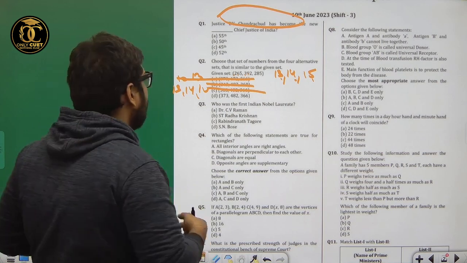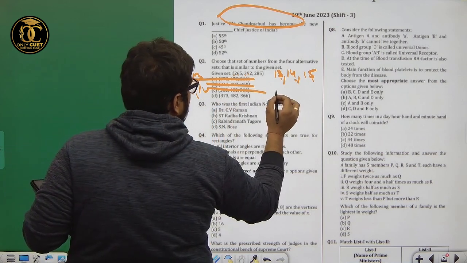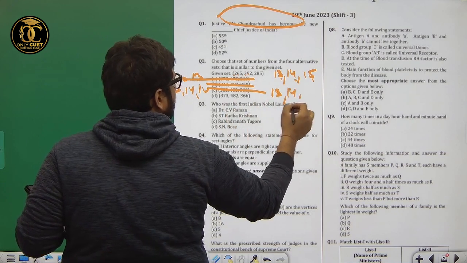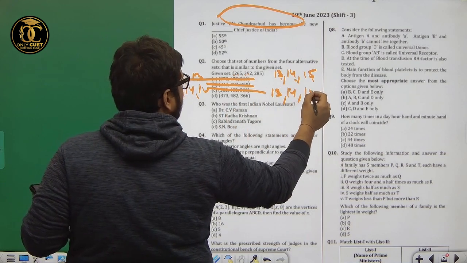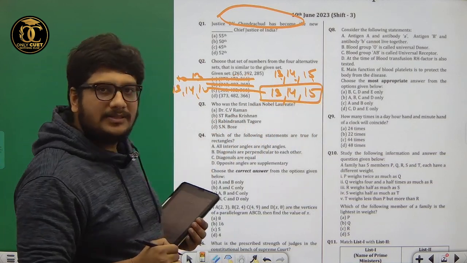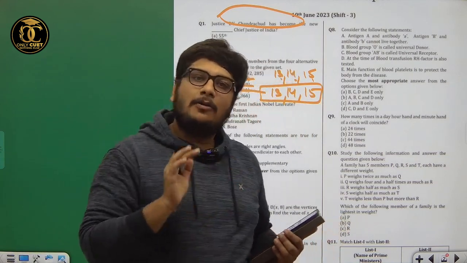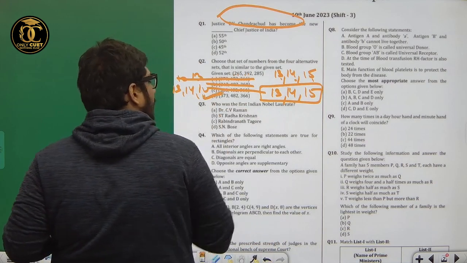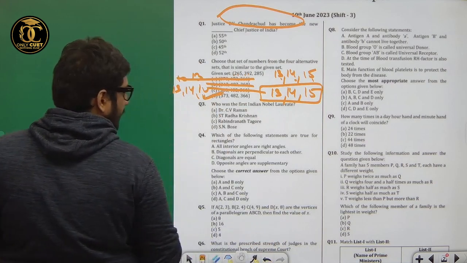Let's look at option number 4. 373 is 13. 482, that is 14. 366, that is 15. So here I am getting the sum of digits as 13, 14 and 15 respectively as given in my options. So the correct answer would be option D. Correct. Now look at the next one.